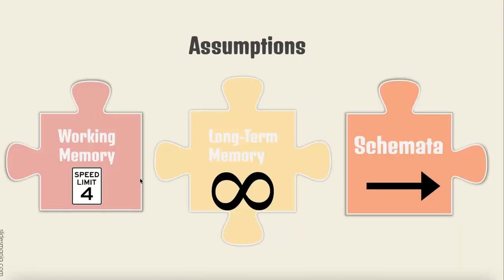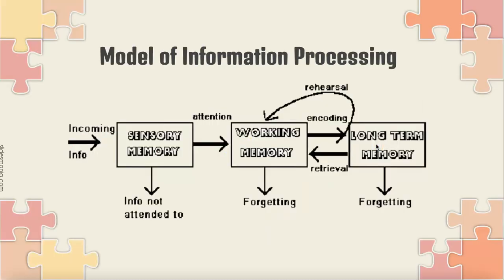The theory is based on 3 assumptions: that the working memory is limited, the long-term memory is unlimited or infinite, and that the brain uses structures called schemas to reduce working memory at one time and transfer information. But when presented with more information than the working memory can transfer, that's when cognitive overload happens.